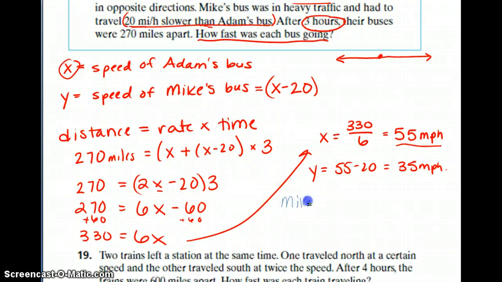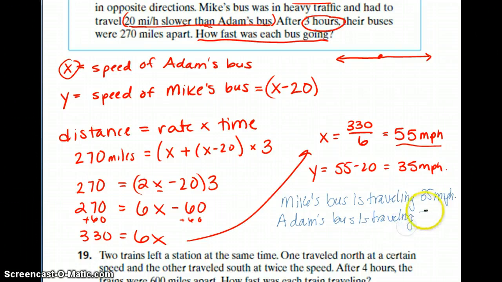You could say Mike's bus is traveling 35 miles per hour, and Adam's bus is traveling 55 miles per hour. So that would be how you could do a word problem.